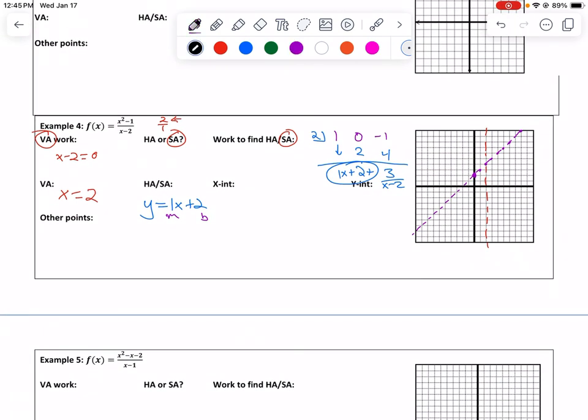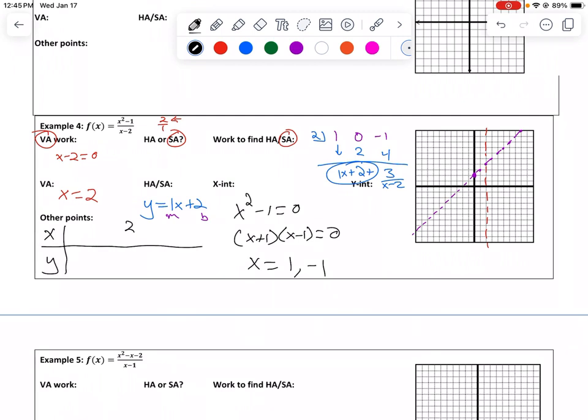Okay, we'll figure out our x-intercepts. For our x-intercepts, we take the top and set it equal to 0. So x squared minus 1 equals 0. This is a difference of two squares. X plus 1, x minus 1 equals 0. And when we solve each of those, x equals positive 1 or negative 1. So on our x and y, our center is at 2, and at 1 and negative 1, we have zeros there.